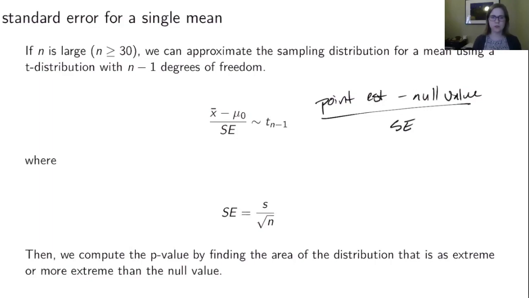In section 6.1, we had to use a different formula to do a hypothesis test and a confidence interval. In 6.2, we use the same standard error formula for the confidence interval and the hypothesis test. The way we compute the p-value is we find the area of the t-distribution that's as extreme or more extreme than, not the null value, the observed value.